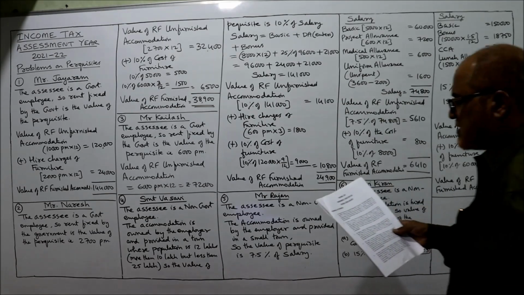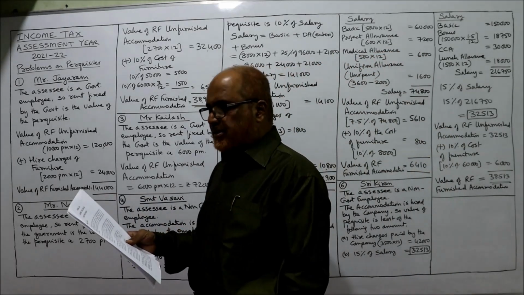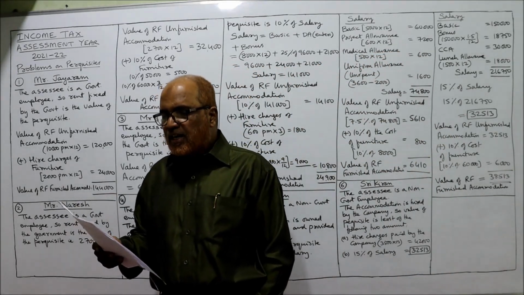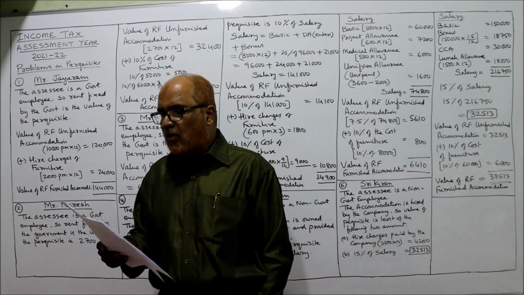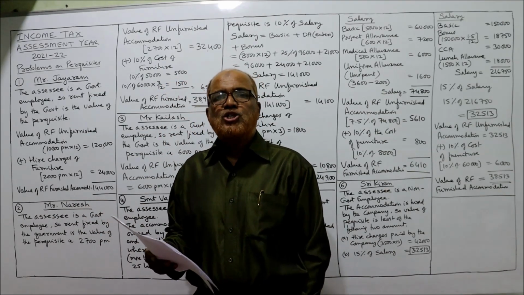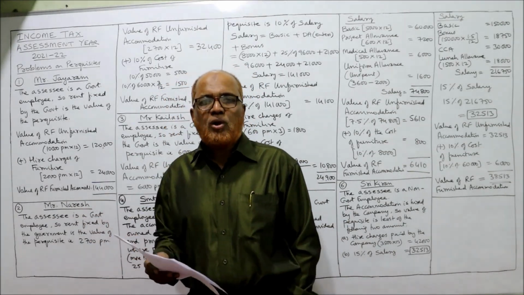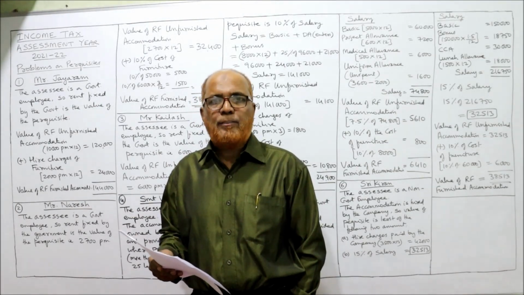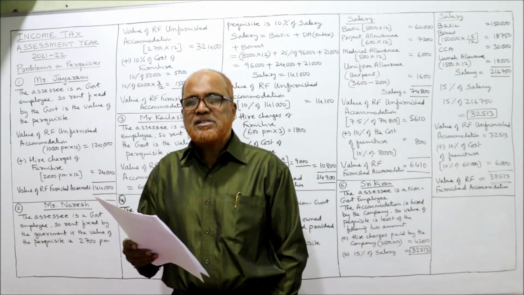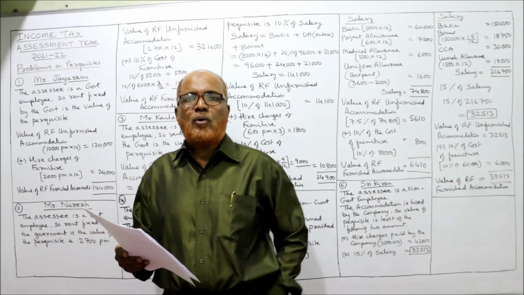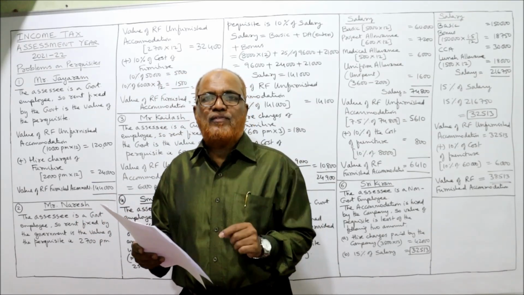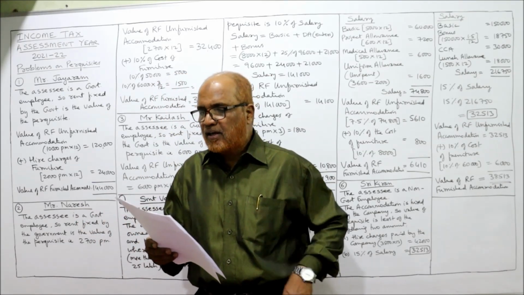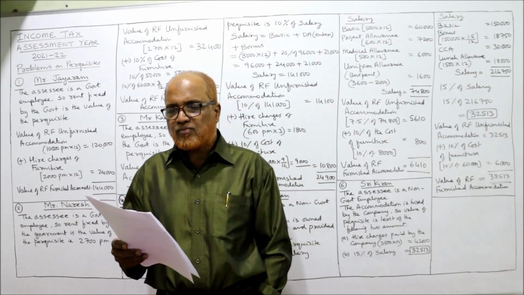Come on, see the very first problem. Problems on perquisites, first one. Mr. Jayaram is working in Accountant General Office in Chennai. AG office, it is called. An AG office is a government department. That means Mr. Jayaram is a government employee because he is working in the Accountant General Office in Chennai. His salary particulars are as follows.